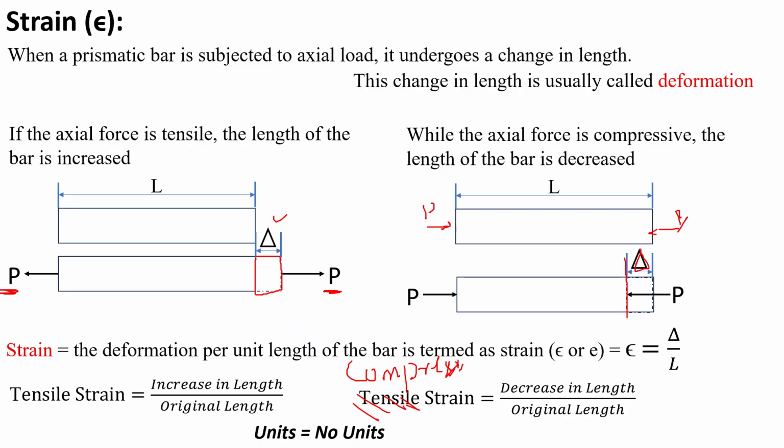The unit of strain: there is no unit. Deformation is generally represented in mm, and length is also represented in mm, so mm by mm gives no units. For strain there is no unit. This is very important.